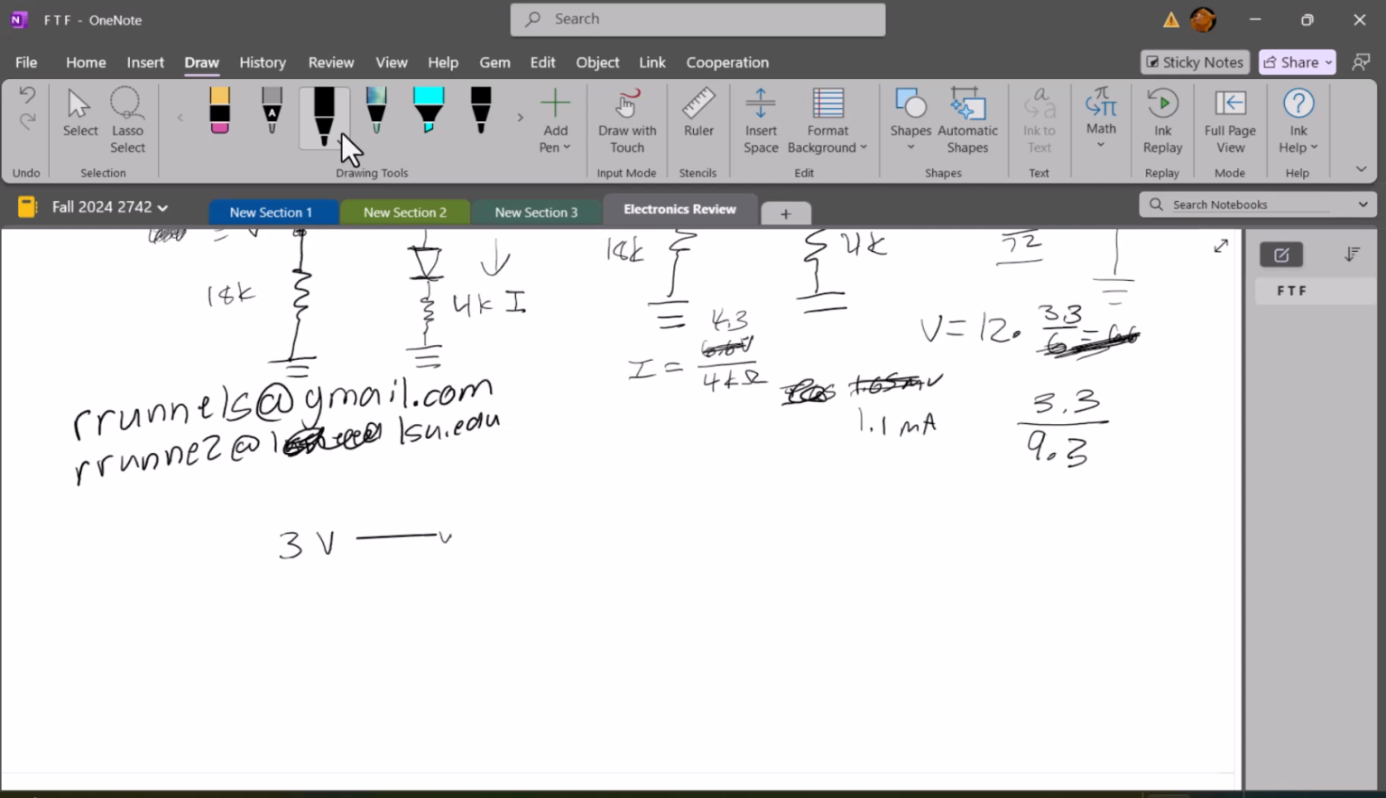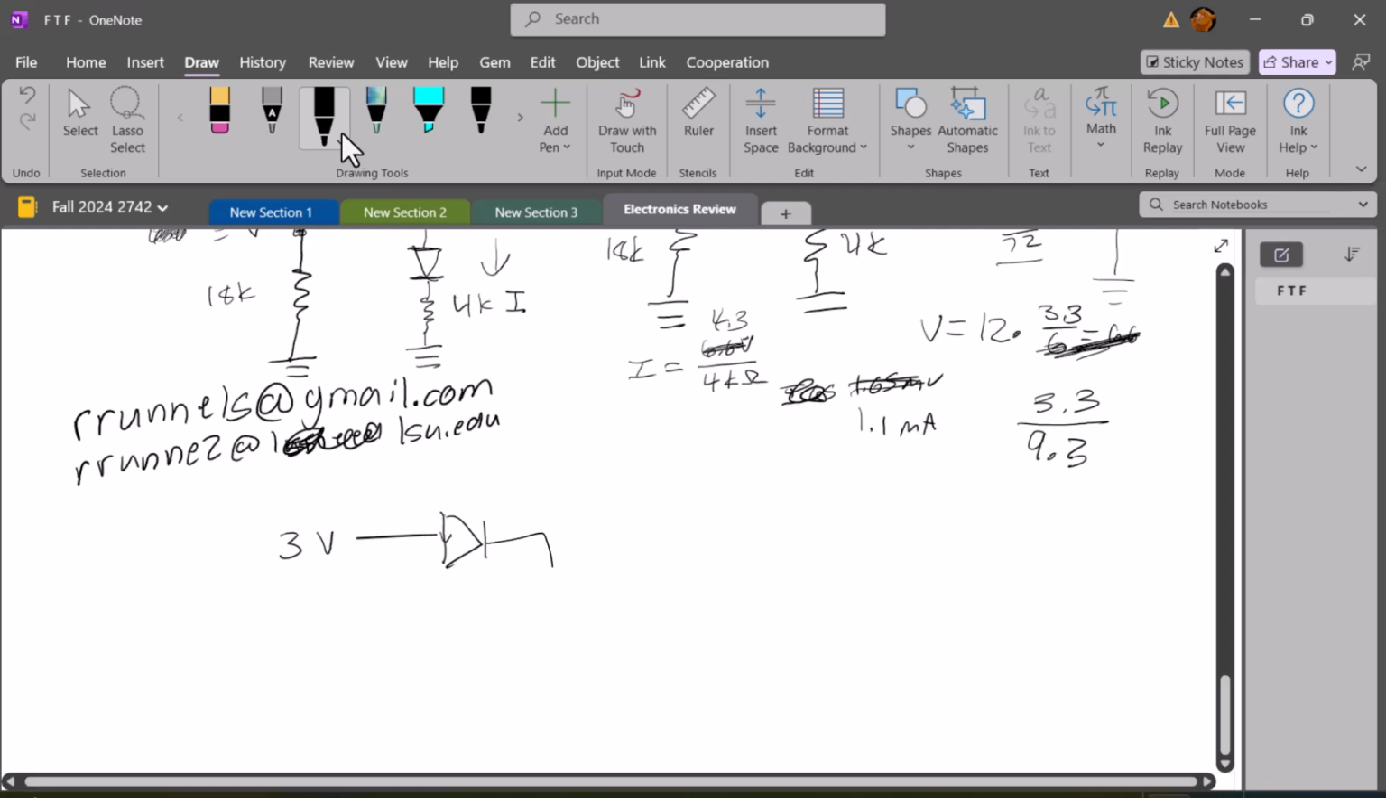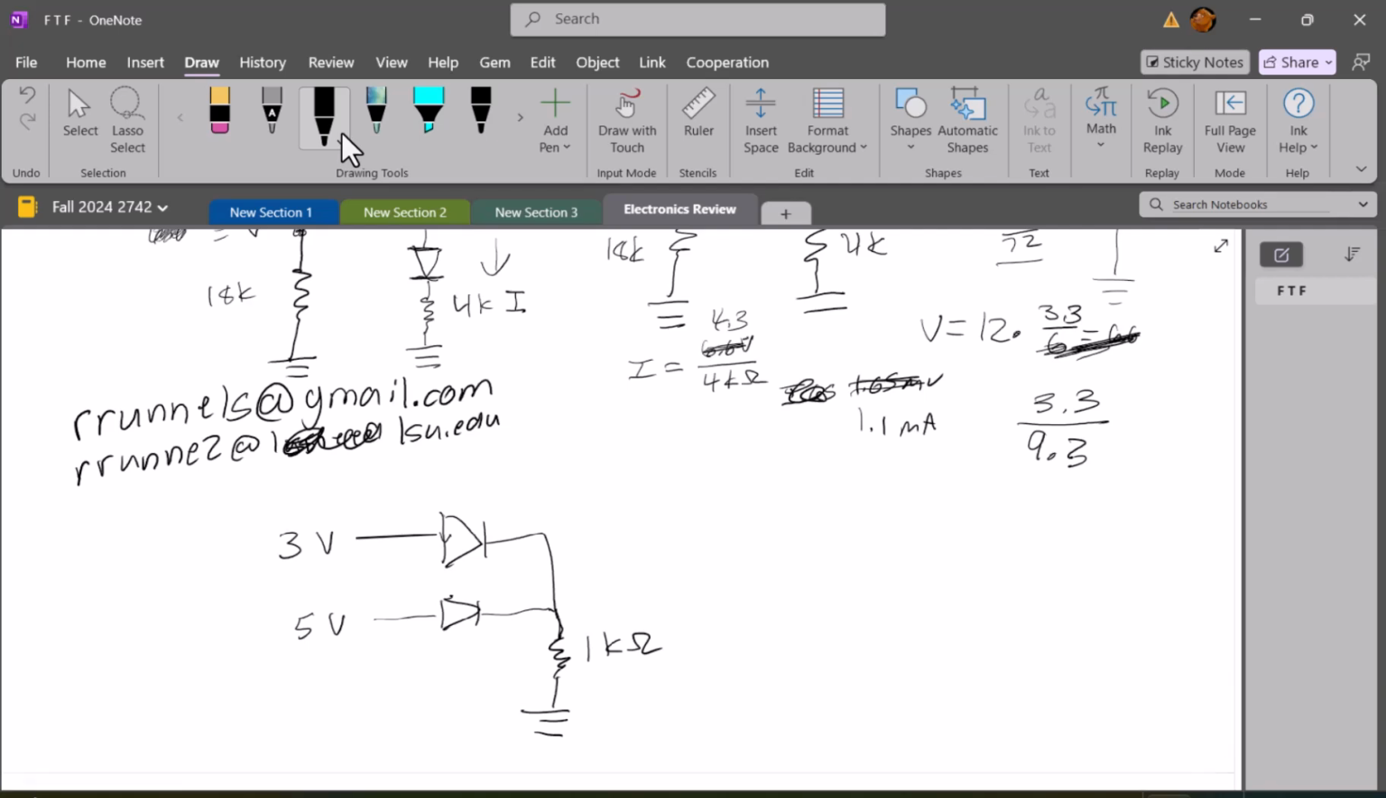I'm just going to make something up. So 3 volts here, and a diode, and 5 volts here, and a diode, and we're going to ground, and this is 1 kilo ohm. I'm trying to determine if they are both on, both off, or if one of them is on and one of them is off.